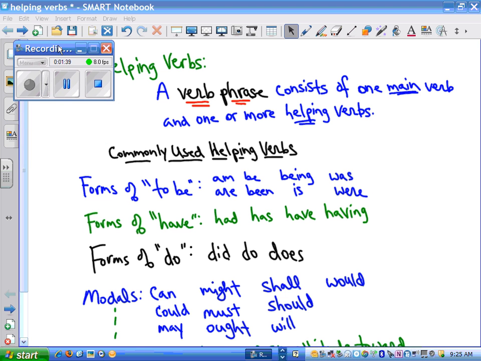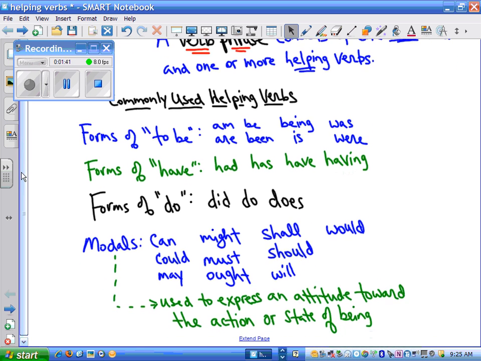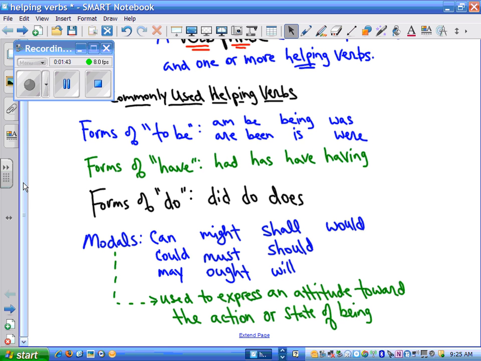We also have, they go by this strange name, those modals. Yes, modals. They're used to express an attitude toward the action or state of being. You'll recognize them. They're not strange words. Can, could, may, might, must, ought, shall, should, will, and would.